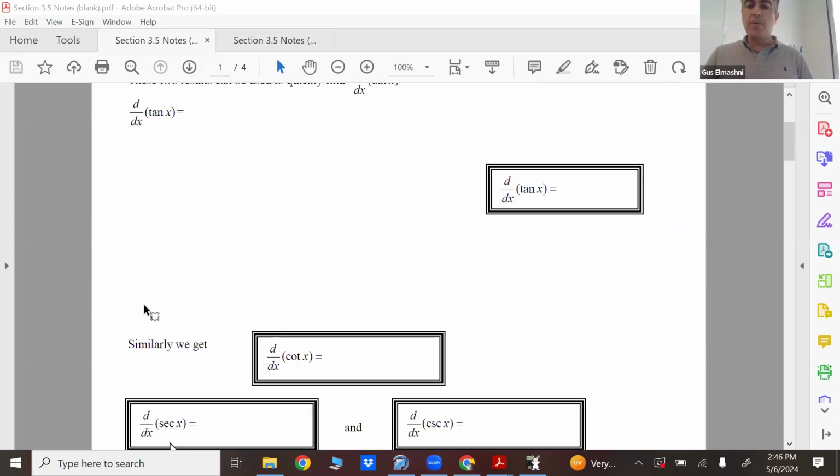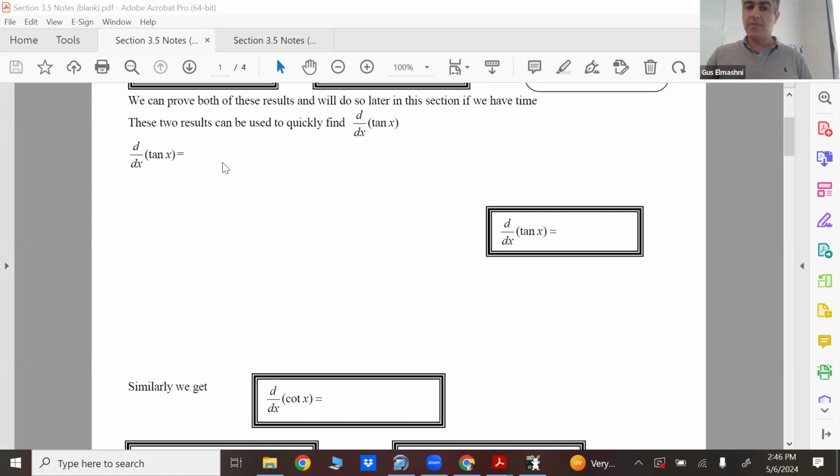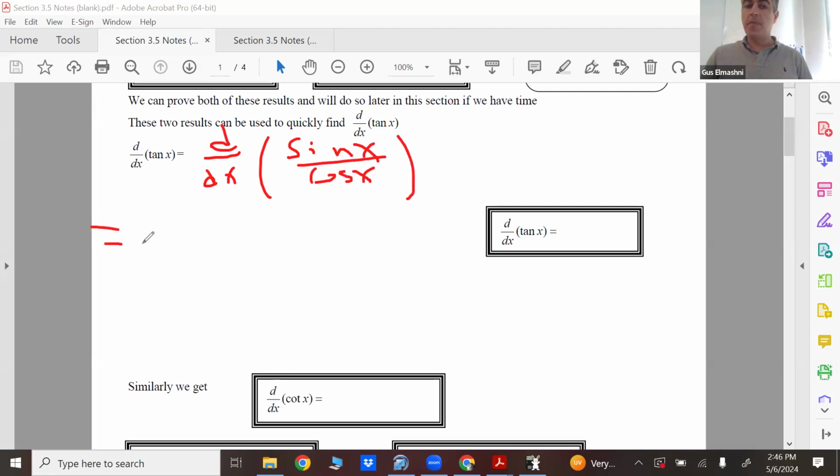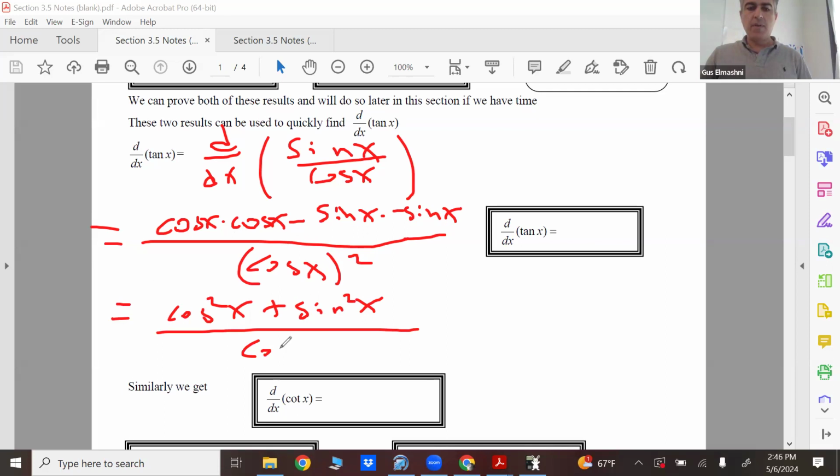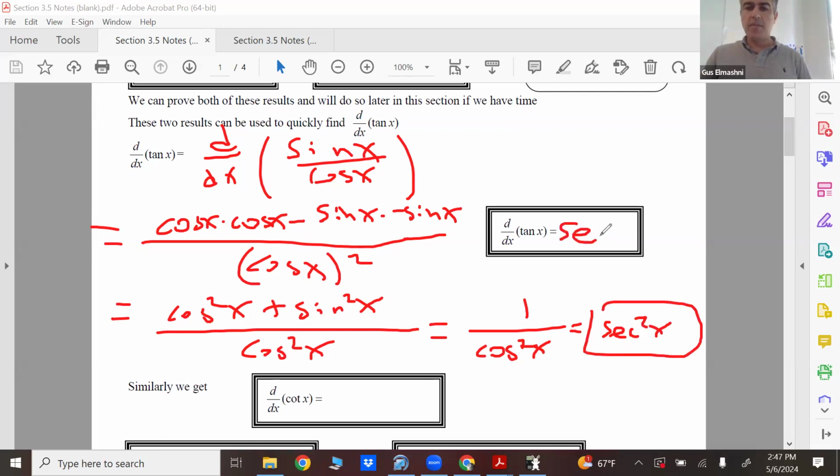Now tangent x. Do you guys remember the identity for tangent? Sine over cosine, very good. And what derivative rule can I use here? Quotient rule. So you do low d high minus high d low over low squared. And away we go. The derivative of cosine is negative sine x, so you wind up getting cosine squared x plus sine squared x over cosine squared x.